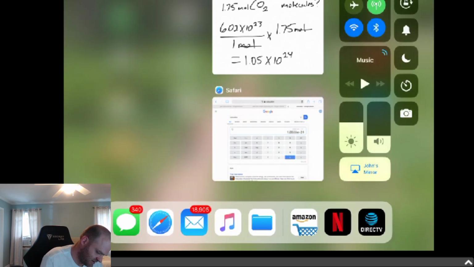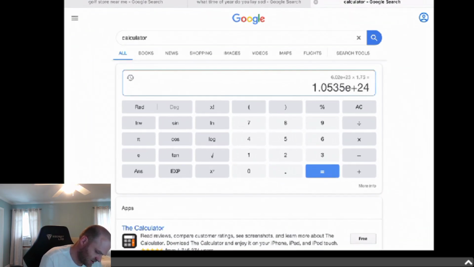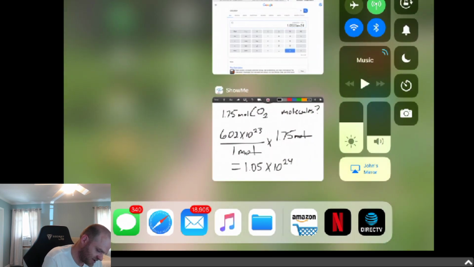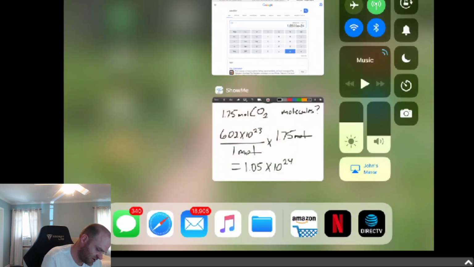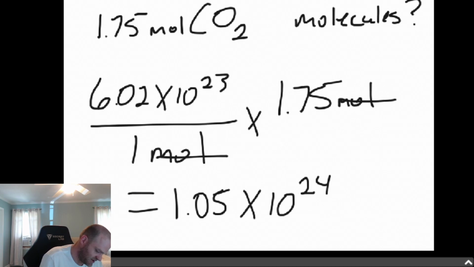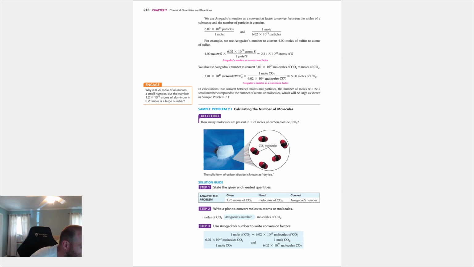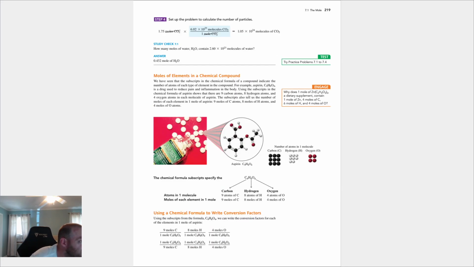Double check that. 1.05. I rounded down because of that 3. And E plus 24 is the same as 10 to the power 24. Okay, so that should be right. Let's check our book. Next page. 1.05 times 10 to the power 24. Okay, so that's how you do that.